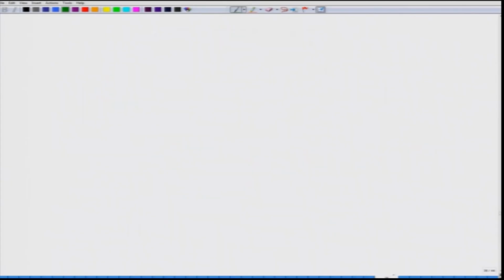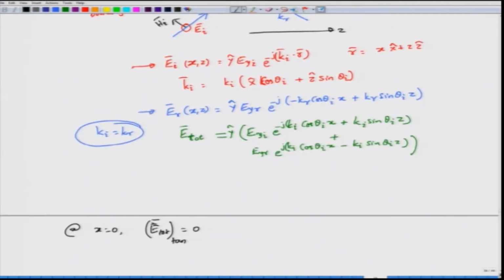And now, what is the condition? The condition that we were looking for is that at x equal to 0, the total electric field must be equal to 0. Actually, the tangential component of the total electric field must be equal to 0, but luckily for us the total electric field is already tangential because it is in the y direction. Therefore, we simply set this equation to 0. So, this will be 0 at x equal to 0. You can see the expression over here. When I put x equal to 0 in this one, this entire term will become 0.